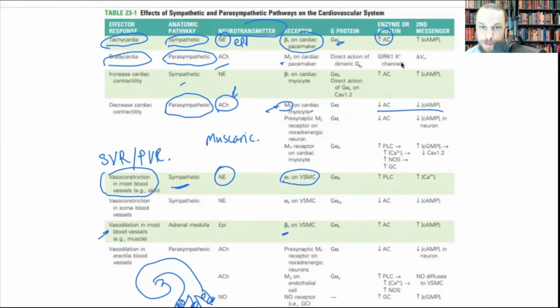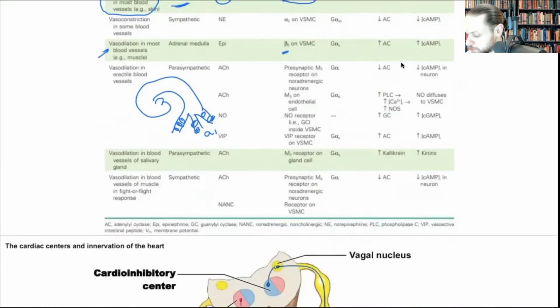Beta 1 is going to increase heart rate. Alpha 1 is going to vasoconstrict. Then you have parasympathetic acetylcholine on M2, which is going to cause bradycardia, or slow your heart rate down, and decrease cardiac contractility on the M2 receptor. So those are the ones you want to be familiar with, right?